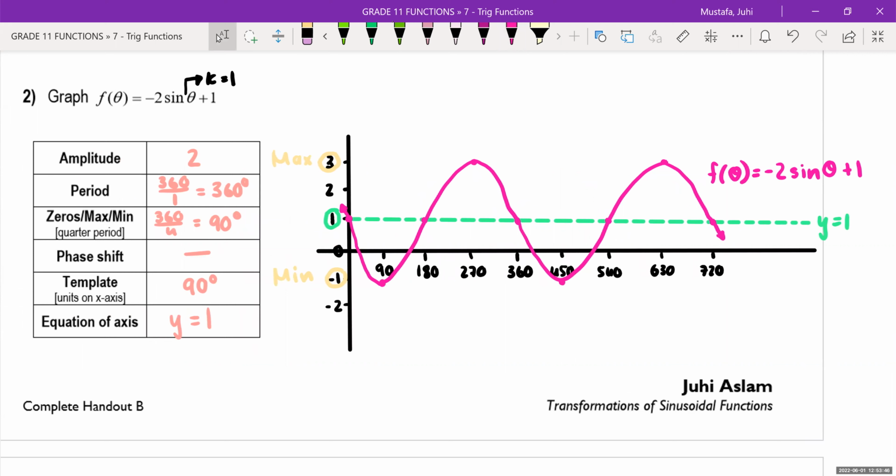By the way, how will you know how many cycles to draw? I will tell you on the test. So I'll say, draw this for 3 cycles, draw it for 1 cycle. And then you'll know how many times you need to repeat it.